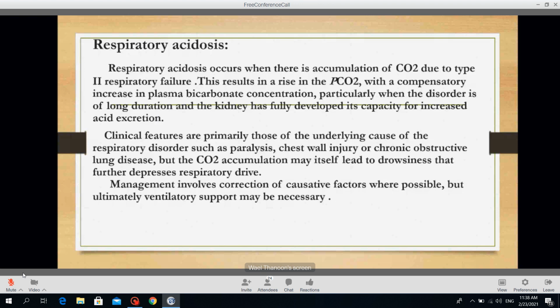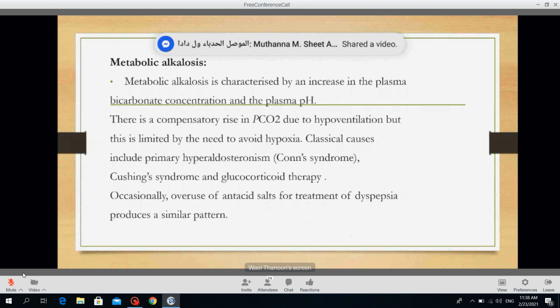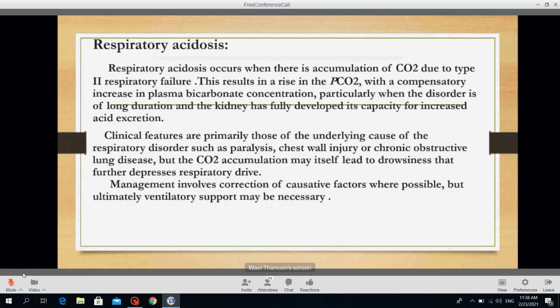Respiratory acidosis. مثل ما تشوفون النيم respiratory acidosis is due to CO2 retention, usually due to low ventilation power of the patient. Respiratory drive. Respiratory acidosis occurs when there is accumulation of CO2 due to type 2 respiratory failure. Type 2 هو due to CO2 retention. Type 1 respiratory failure is mainly hypoxia, decreased level of oxygen in blood.